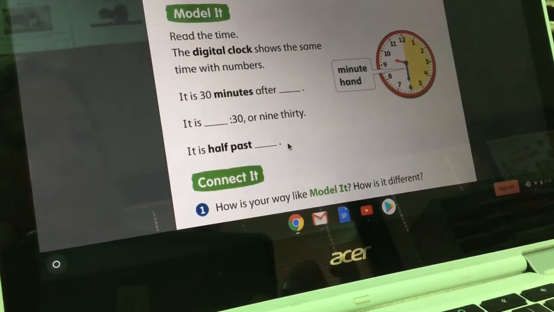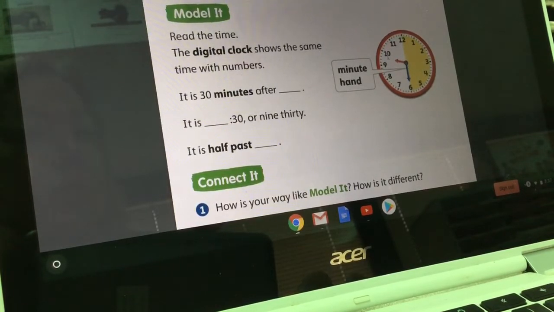And finally, it is 9:30. So remember, our hour hand had started on the 9. As our minute hand moved around the clock, we saw that it got halfway around the clock. So it's 9:30. Let's write a 9 on this line. It is 9:30. Now you might be thinking, well, couldn't it be 10:30?